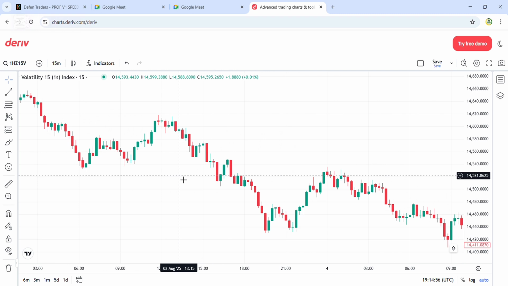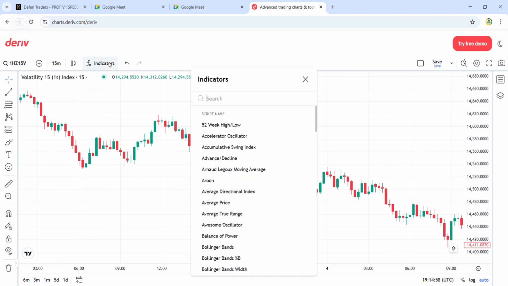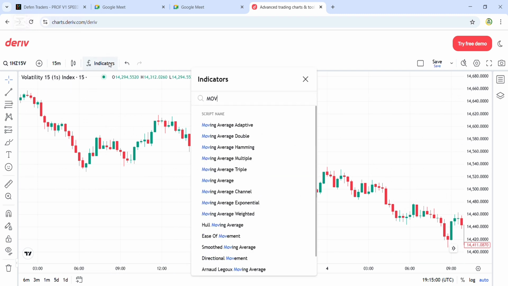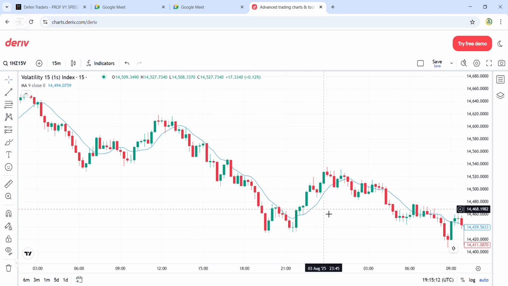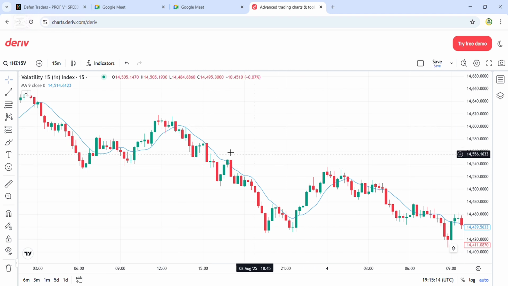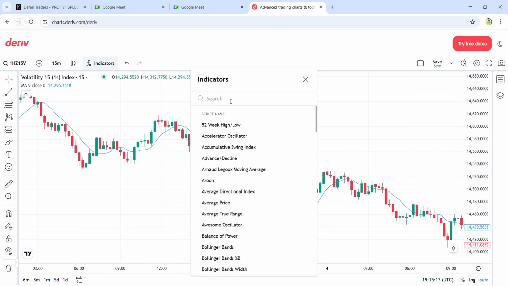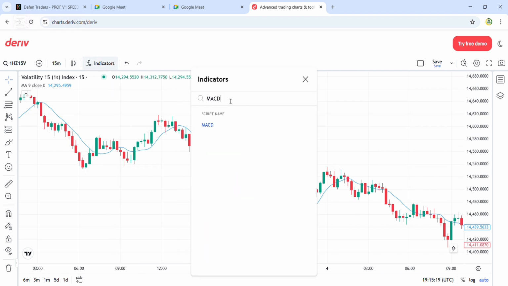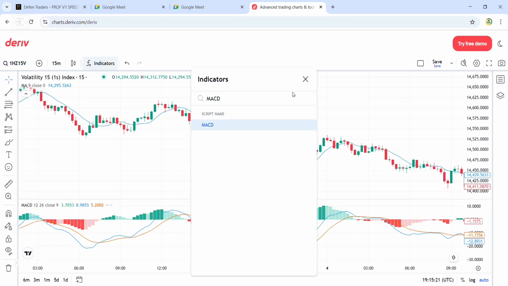I'll also pick the indicators that I feel will work with. It's a moving average one, the secluded moving average. I'll add it, then I'll exit. This is how it looks, you can see. Then I'll pick the second indicator. In my case, I'll pick the MACD. Then lastly, I will pick the Williams fractal. The Williams fractal is there.